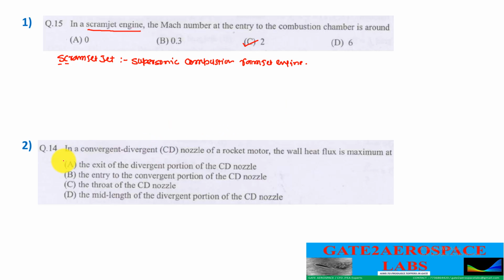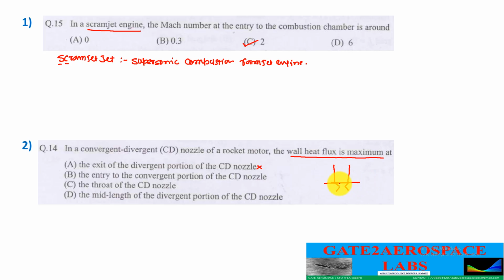The second question asks: in a CD nozzle of a rocket motor, where is the wall heat flux maximum? The first statement is at the exit of the divergent portion of the CD nozzle. No. Then at the entry of the convergent portion. If this is the motor and this is our CD nozzle, this is our throat, it is asking about this point.